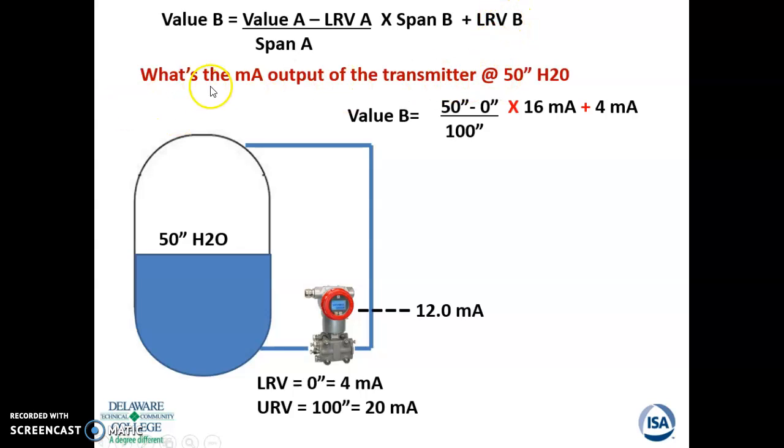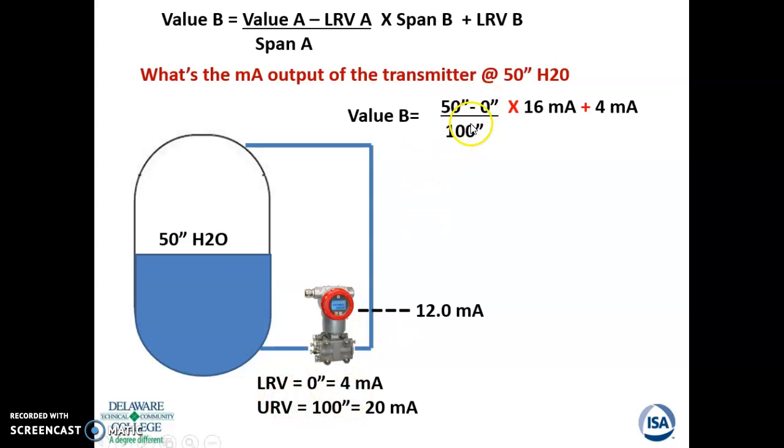So let's look at that. What is the milliamperage output of a transmitter at 50 inches of water? Okay, so 50 is our value A. So 50 inches, value A, minus our low range, which is 0, divided by our span. Our span is 100 inches upper range minus 0 inches lower range. That equals 100.